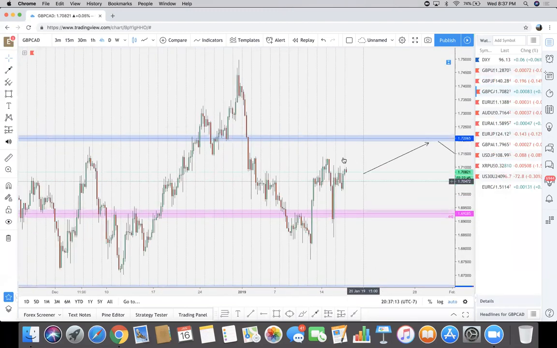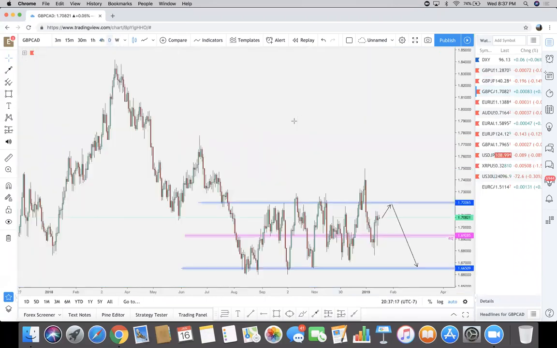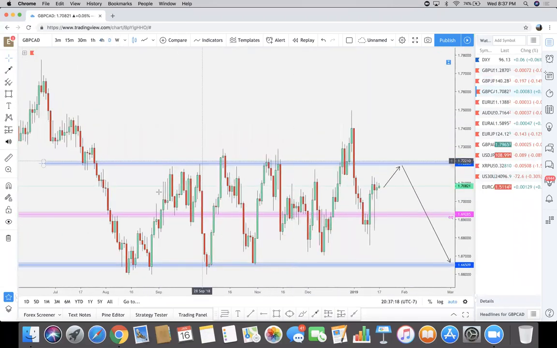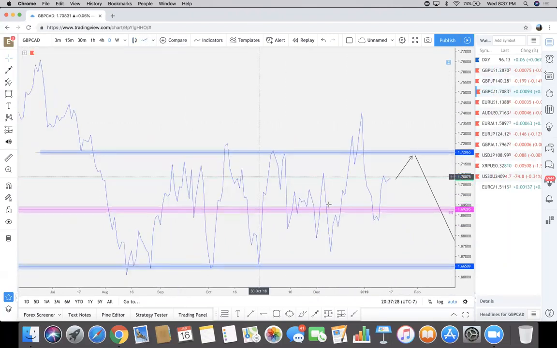GBP CAD, this is in a range. Yeah, this is in a pretty nasty range on the daily chart. So this is our daily resistance right here, and this is our daily support, and then the equilibrium. I like to put the equilibrium in here because you can see that price reacts around this level. We have a little bit of support right there. Price comes down here, and then right above this equilibrium level.